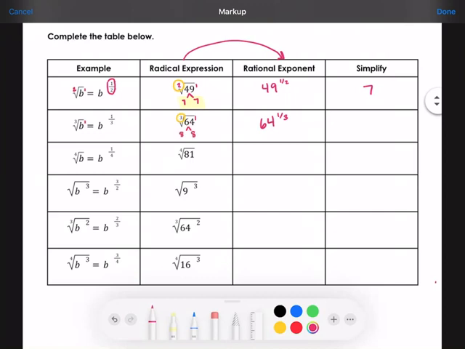So 64, I know, is a perfect square. I know it's divisible by 8 and 8. But I'm looking for groups of 3 and I don't have one. So I need to continue factoring.